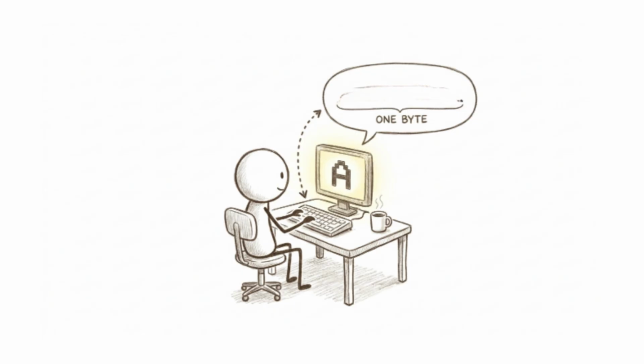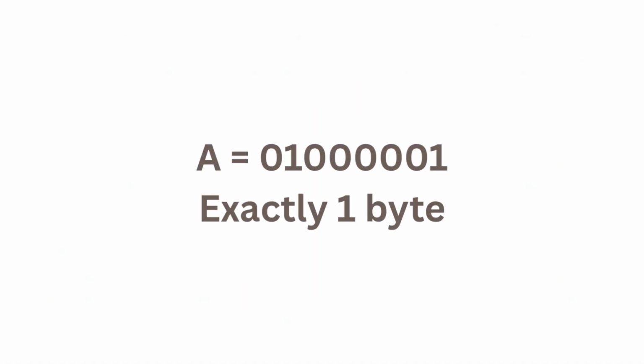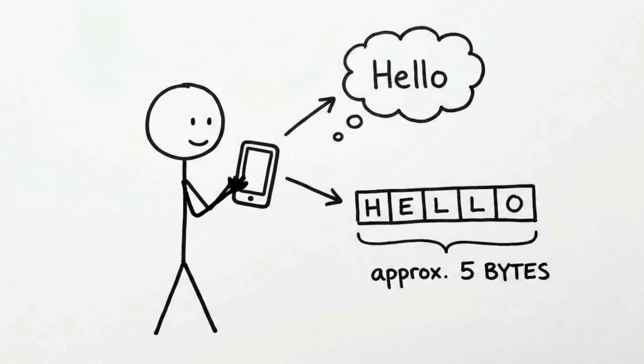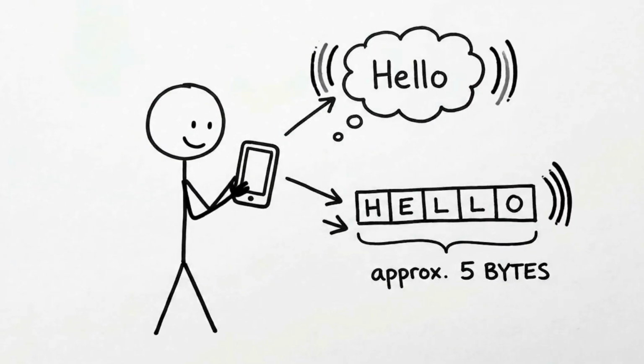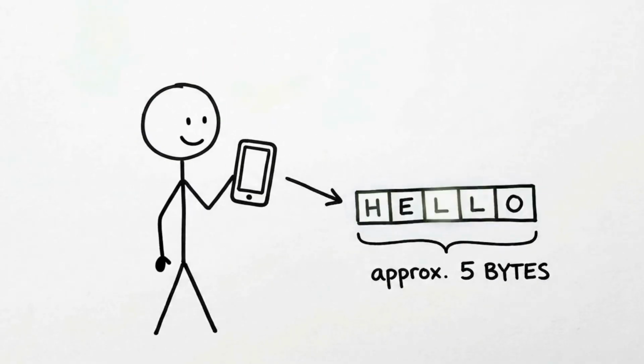In fact, when you type the letter A on your keyboard, your computer stores it as the binary pattern 01000001, exactly 1 byte of data. Here's a practical example. If you send a text message that says hello, you're using approximately 5 bytes of storage, 1 byte for each letter.